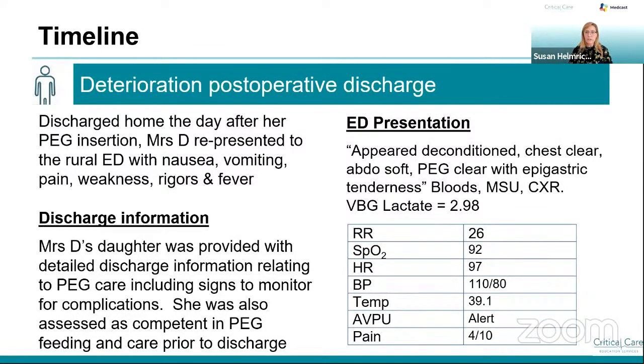So a thorough discharge plan was provided to Mrs. D's daughter, who was providing post-operative care for her. This discharge planning included information on how to care for the PEG, including the intermittent feeding, and Mrs. D's daughter was assessed as competent in both providing the care on the PEG tube and the feeding through the PEG tube.